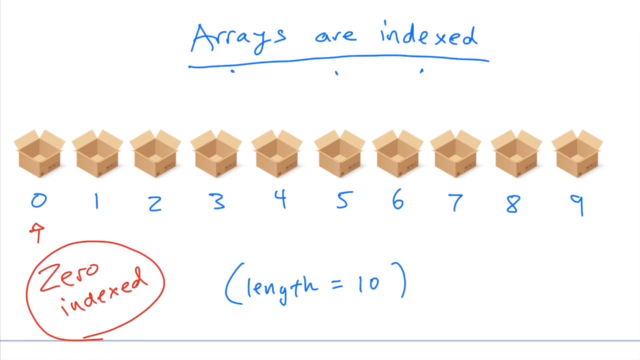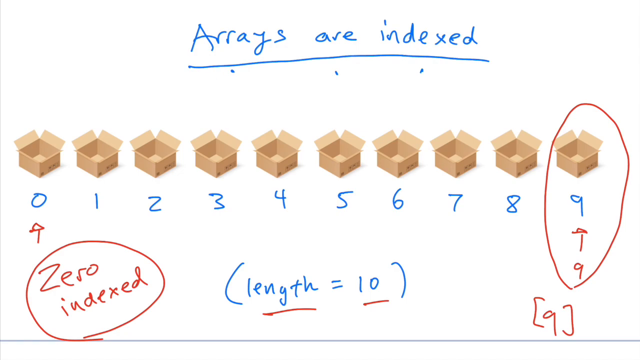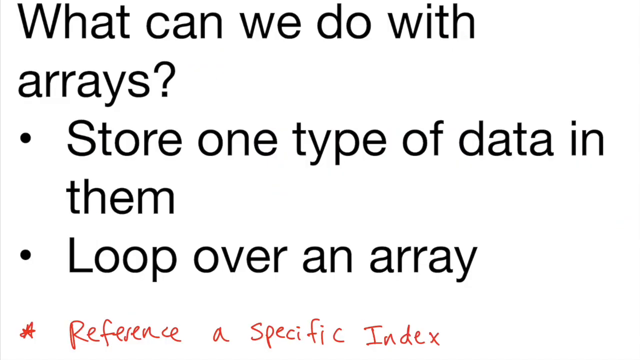So we have 0 through 9 boxes here, which is actually a length of 10, because there are 10 boxes, but we start with 0, so the last index here is 9. That means if we want to grab the contents of this last box, we would have to use 9 as the index that we want to grab from. Okay, so what can we do with arrays?